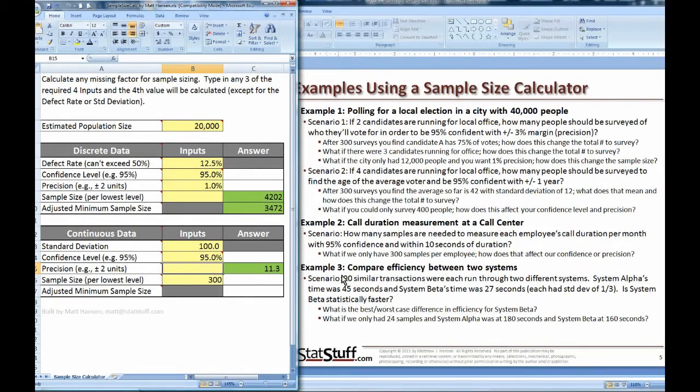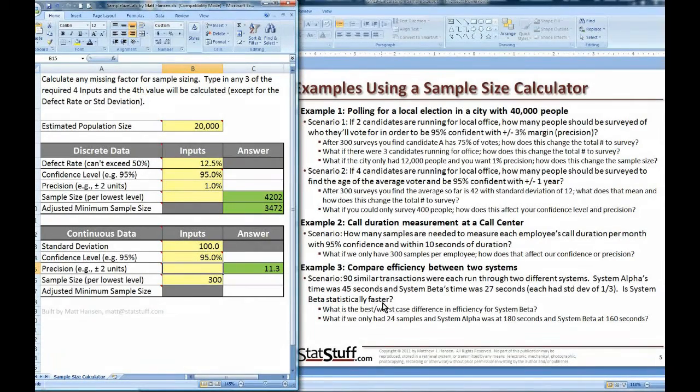Let's move on to the last example here. We're trying to compare the efficiency between two different systems. And let's say that you've got 90 similar transactions you collected from each system, and you're trying to see which one's faster. For system alpha, the time was 45 seconds. And for system beta, their time for processing the transaction was 27 seconds. Let's assume they had a standard deviation of about 1/3 of the average seconds for each system. So in this case, is system beta statistically faster?